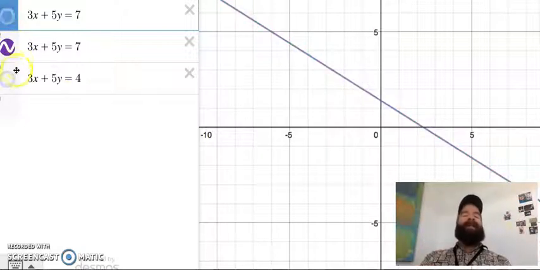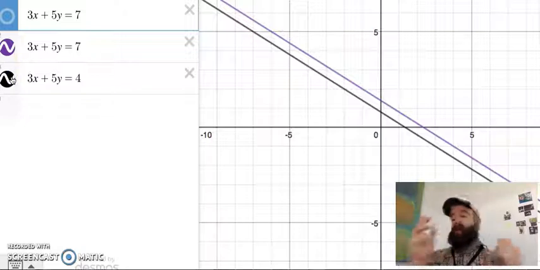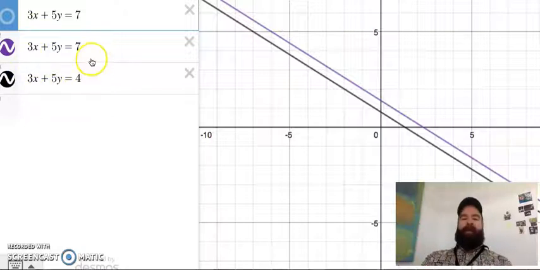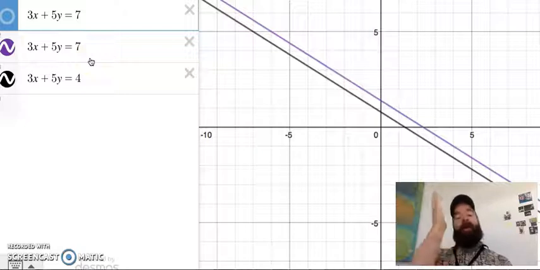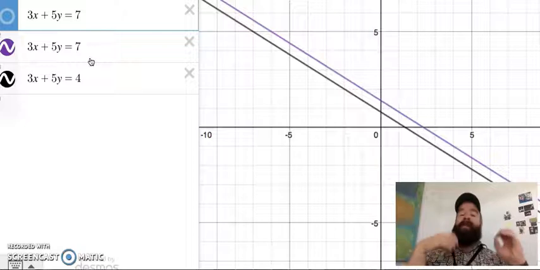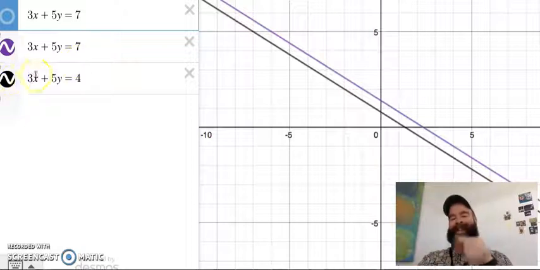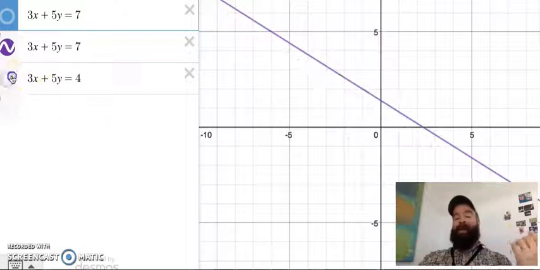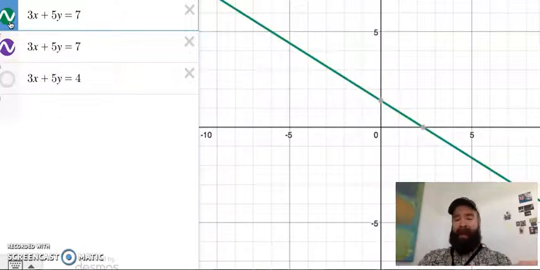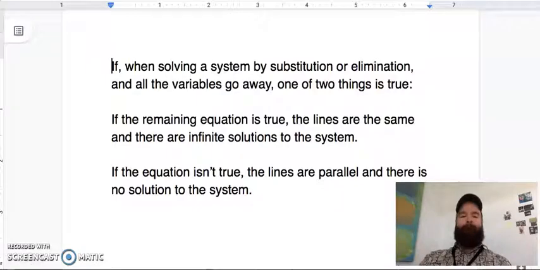Now, if I look at the inconsistent system, and I were to do, say, elimination on this one, and subtract the two equations, the x's would go away, the y's would go away, and you'd be left with 7 minus 4, which is 3. 0 equals 3. Not true ever. So the idea is, if it's inconsistent and all the variables go away, you'll be left with a statement that's not true. If it's consistent and dependent, all the variables will go away, and you'll be left with a statement that is true.